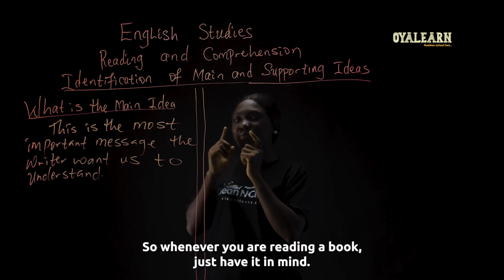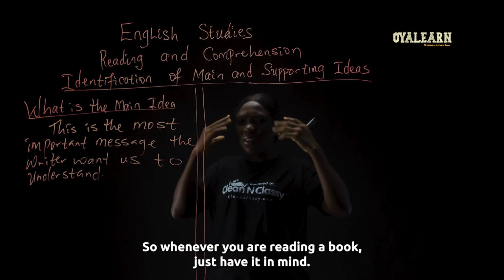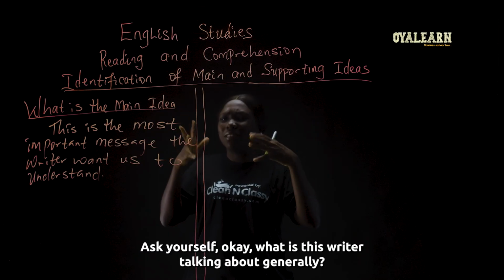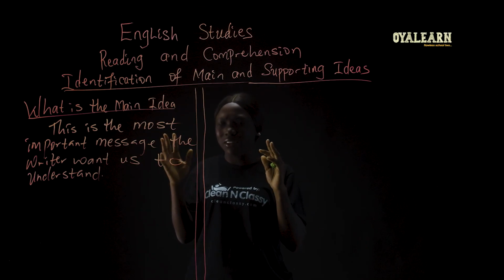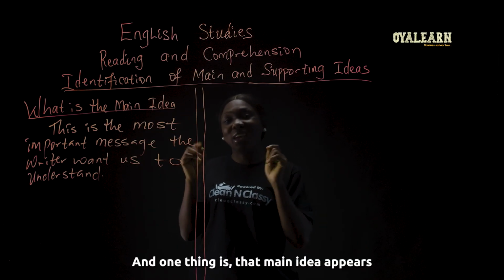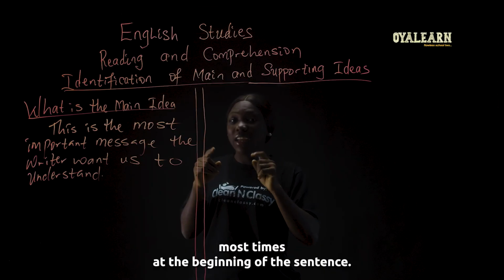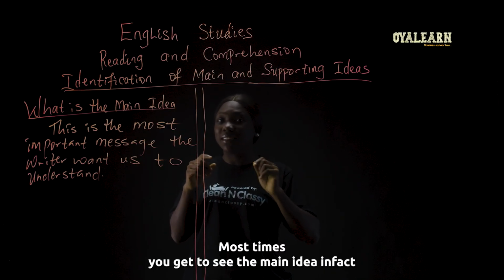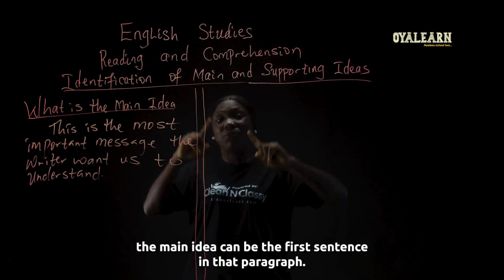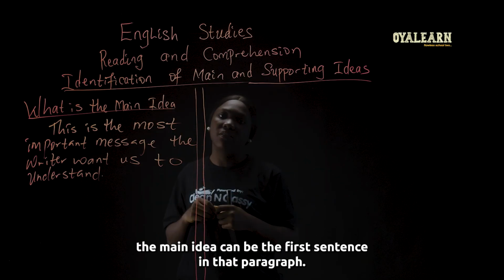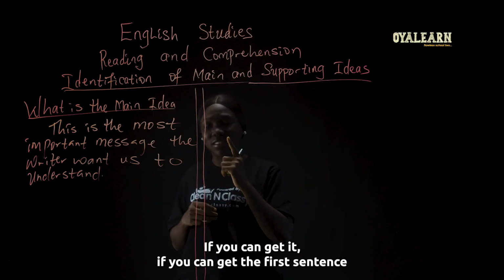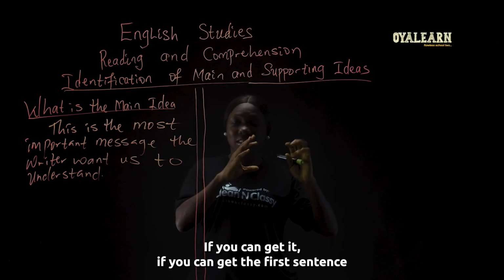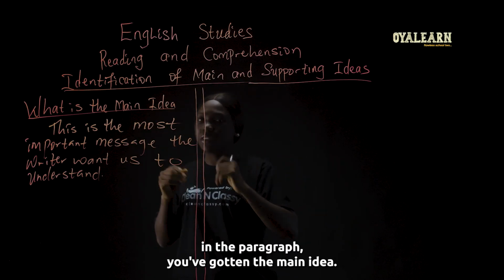So whenever you are reading a book, just have it in mind. Ask yourself, okay, what is this writer talking about generally? And one thing is that main idea appears most times at the beginning. In fact, the main idea can be the first sentence in that paragraph. If you can get the first sentence in the paragraph, you've gotten the main idea.